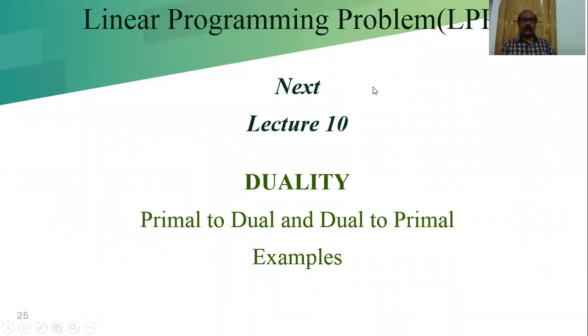So in the next class, that is lecture 10, we will learn primal to dual with other examples, and dual to primal. So today I stop here. Next we will learn a few problems with the equality sign in the constraint and also unrestricted variables. Two different types of problems we will learn in the next class.